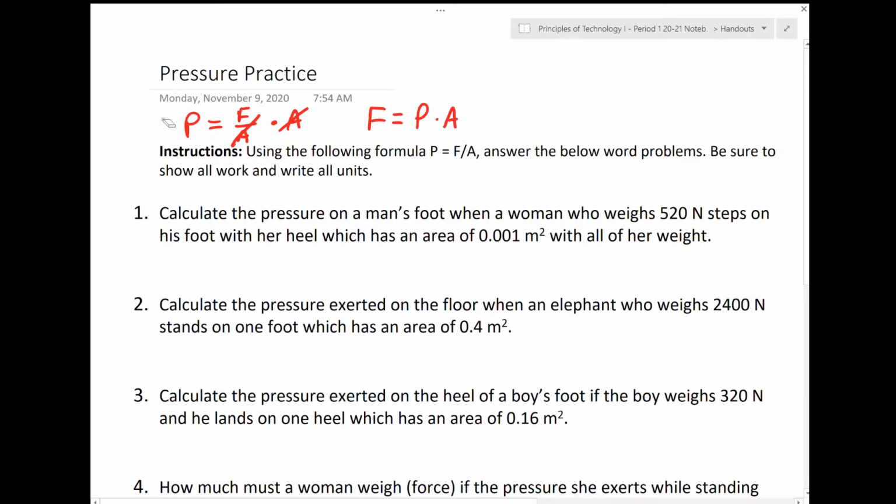So back to our original equation, we have pressure is equal to force divided by area, and force is equal to pressure times area. Lastly, if we want to solve for the area, we would divide both sides by pressure. On the right side, they would cancel out, and we would be left with area is equal to force divided by pressure. Those are the three versions of the equation that we are going to use to complete the problems on this worksheet.